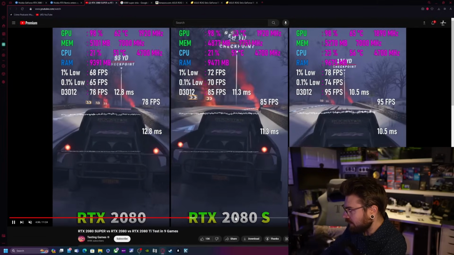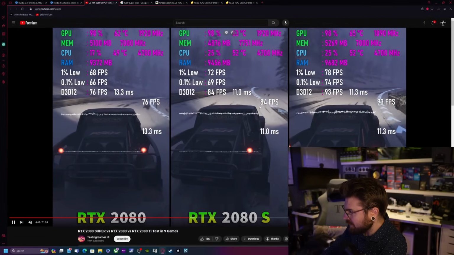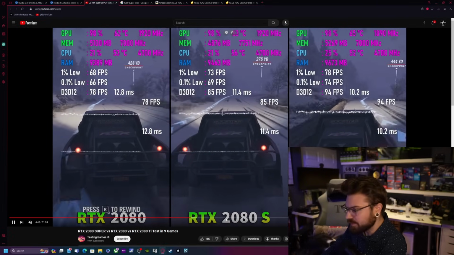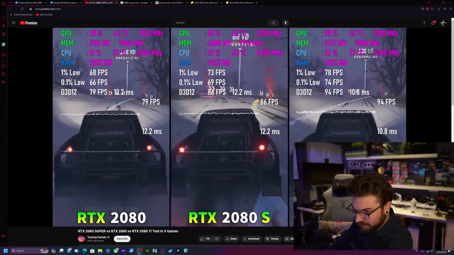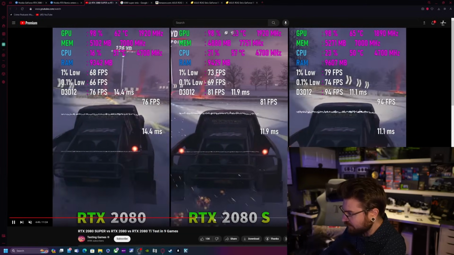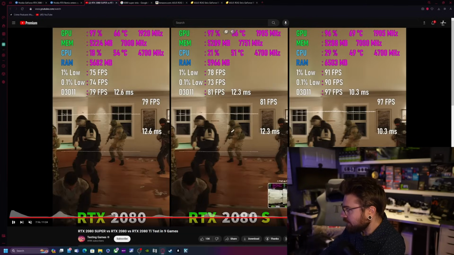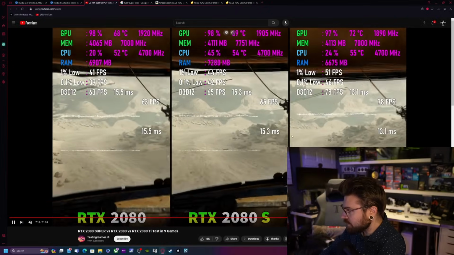But on average, the performance difference, some of it here, you got 4 or 5 FPS. This over here, obviously, is the 2080 Ti, so we're not even going to look at that. That's a 25% difference.